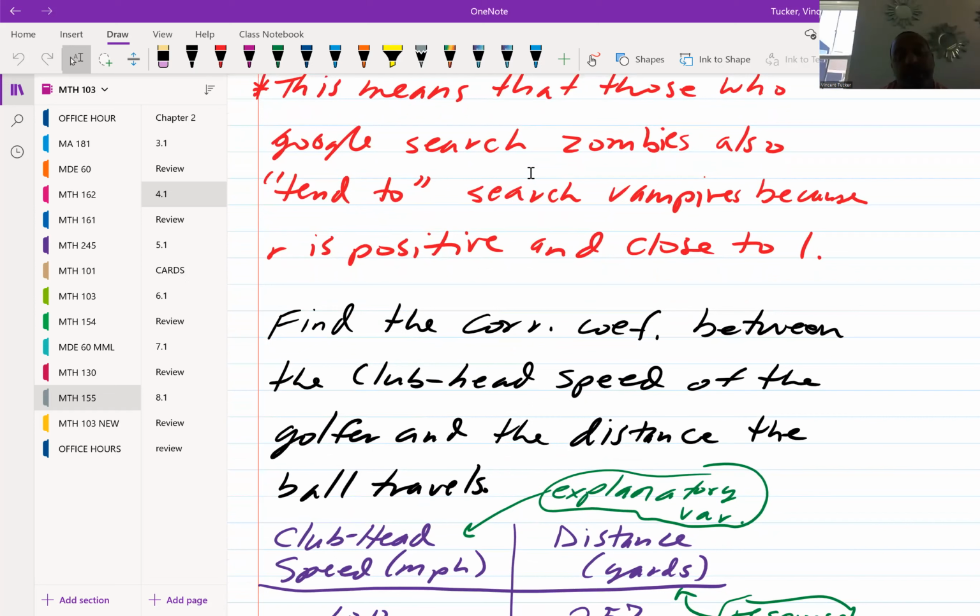So now we'll talk real quick about finding the correlation coefficient. Here we have the club head speed of a golfer and the distance the ball travels. So you're talking about swinging a golf club, and when you connect, the distance that the ball travels. That'll be miles per hour for the golf club head speed, and the distance will be in yards.